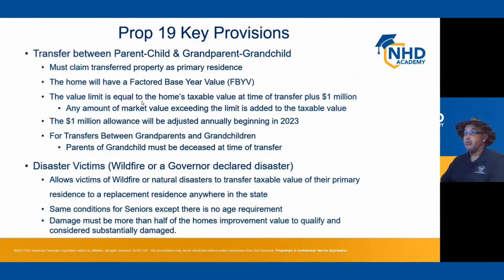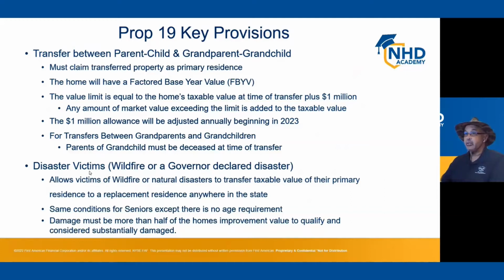The value limit is equal to the home's taxable value at the time of transfer plus $1 million. Any amount of market value exceeding the limit is added to the taxable value. The $1 million allowance will be adjusted annually beginning in 2023. And for transfers between grandparents and grandchildren, the parents of the grandchild must be deceased at time of transfer.